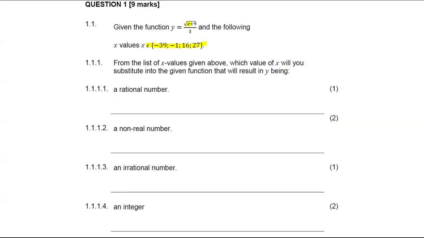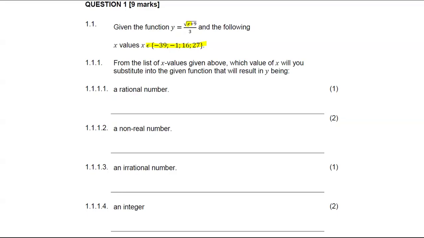Now, which value can I substitute? I realize if I substitute negative 39 into x, then I'm going to have the square root of negative 39 plus 9, which is negative 30. And you can't find the square root of a negative. You can find the cube root of a negative, but you cannot find the square root of a negative. If I try negative 1, then I will have negative 1 plus 9, and negative 1 plus 9 will give me 8. The square root of 8 is a non-recurring decimal, so that will be irrational.